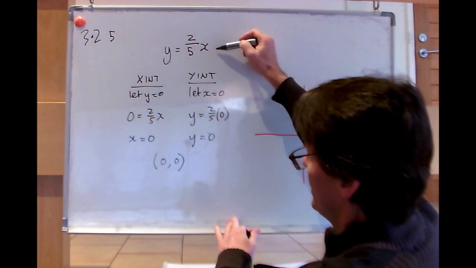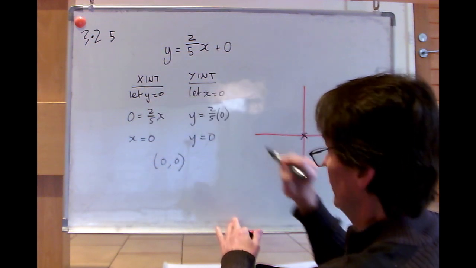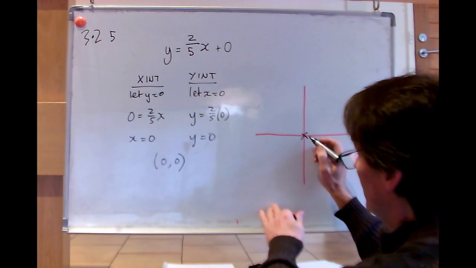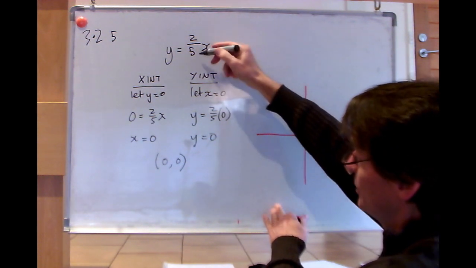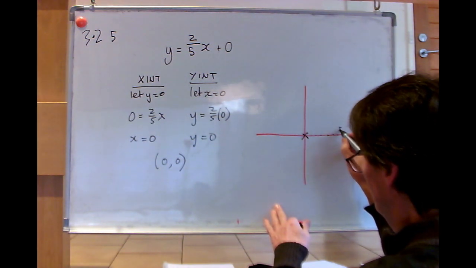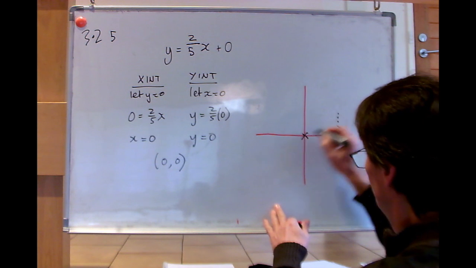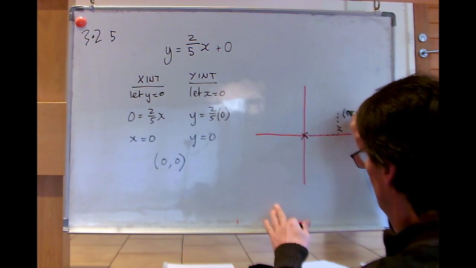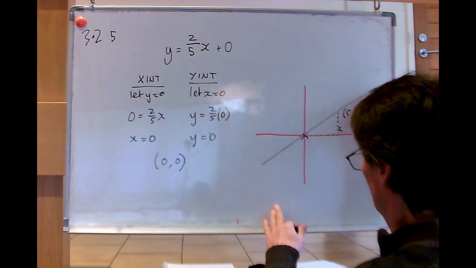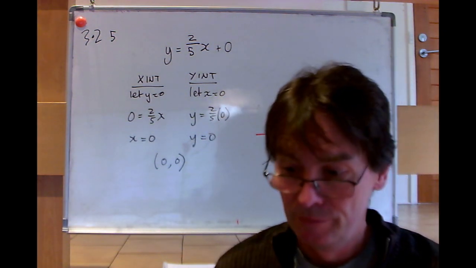So my y-intercept was +0, if you like. So we've got that. We have to use the gradient now. The top number is my rise, the bottom number is my run. So if I go across 5, then I have to go up 2. Now I know which direction to draw the graph.